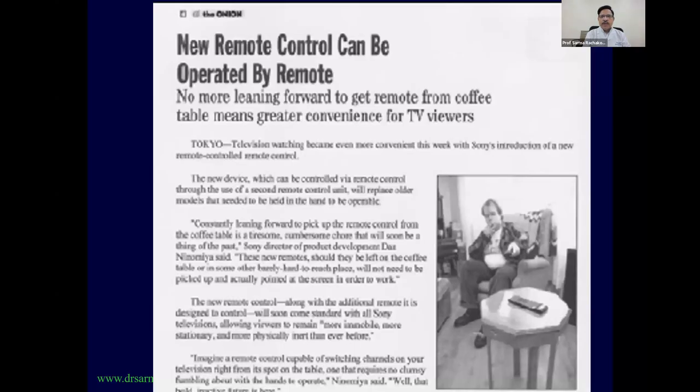This man is so obese, not able to get up from the chair. He is using a remote to control the remote. There is a remote on the tea table, so he is not able to go and pick it up. So he is using a remote.